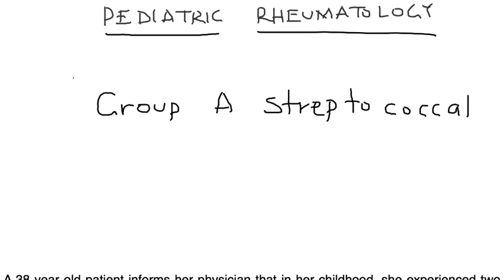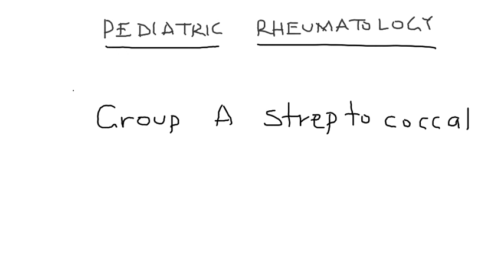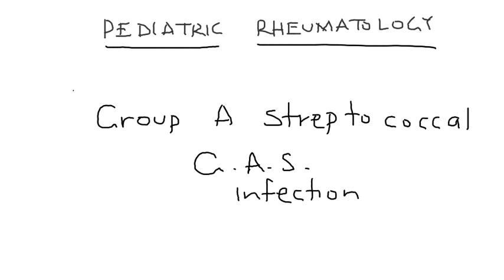Well, it happens because essentially it's an infection with group A strep, and group A strep we can abbreviate as GAS. So that's essentially the etiology, the cause of rheumatic fever.